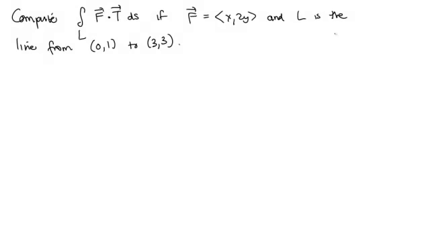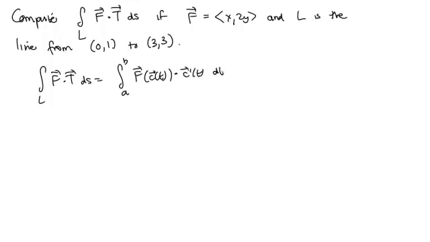Compute the vector line integral of f ds over L if f is the vector field x, 2y, and L is the line from the point 0, 1 to the point 3, 3. So our formula for this vector line integral is just going to be the integral from a to b of f of c of t dotted with c prime of t dt, where c is any parameterization of this line.